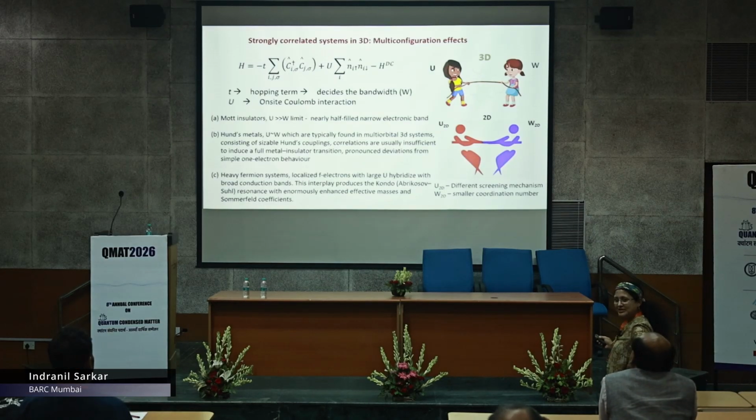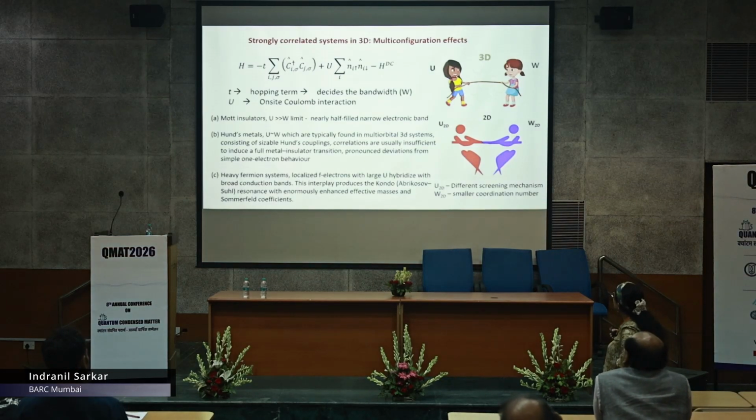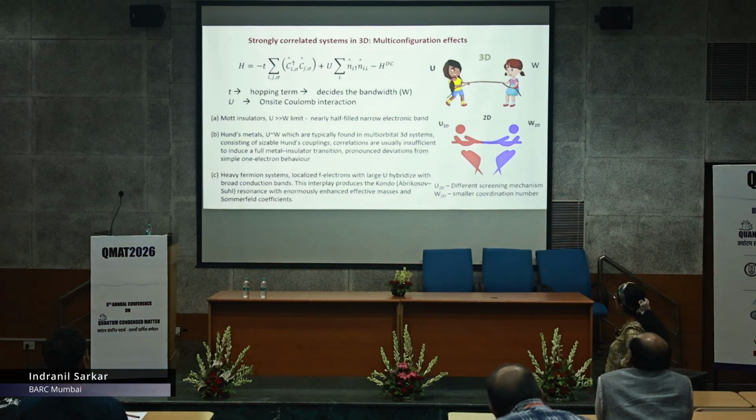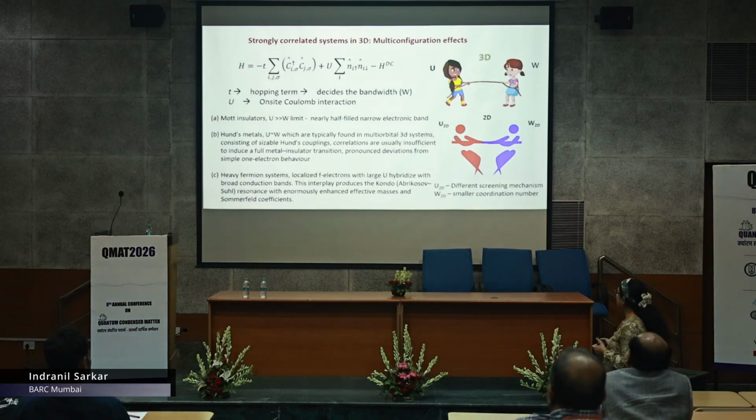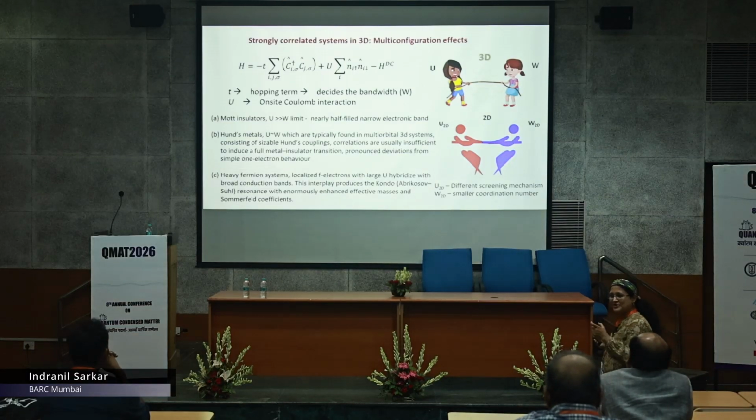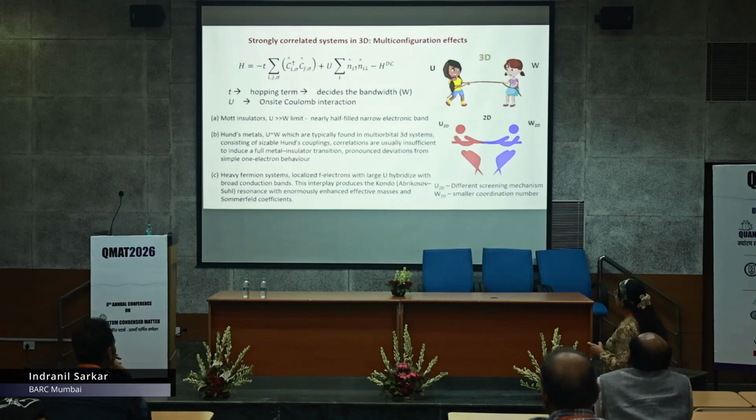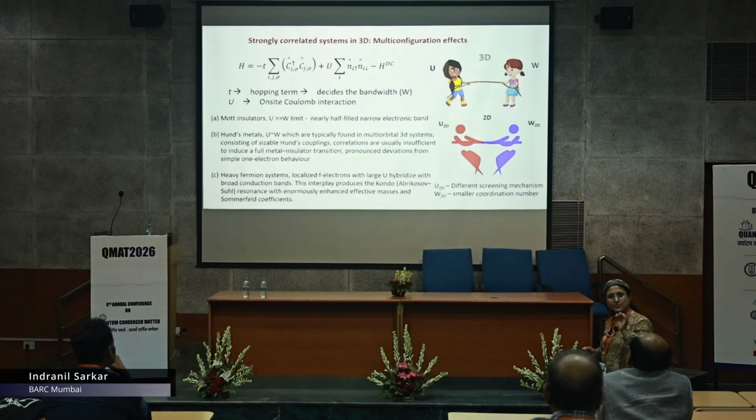Then in the usually strongly correlated 3D system, there is a tug of war between U and W. U is the Coulomb correlation, W is the bandwidth, and that tug of war is unknown for the 2D limit. So U2D will be different because of a different screening mechanism, and W2D will be different because of the smaller coordination number.